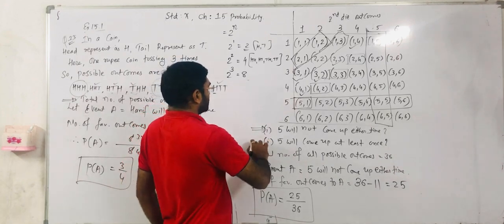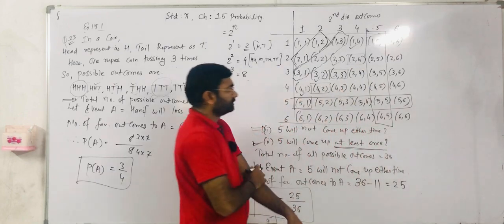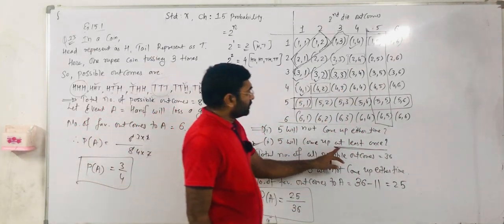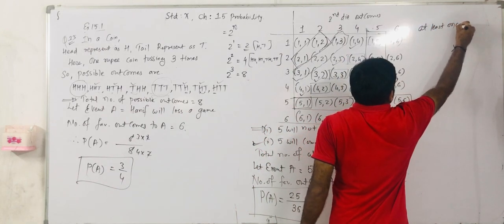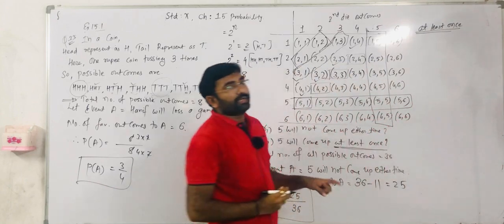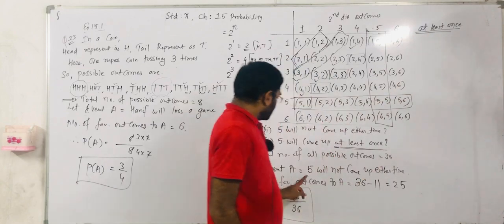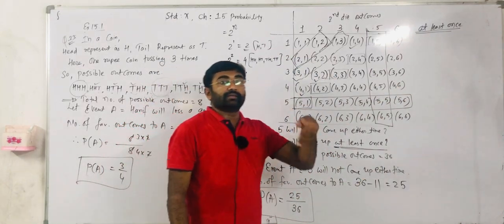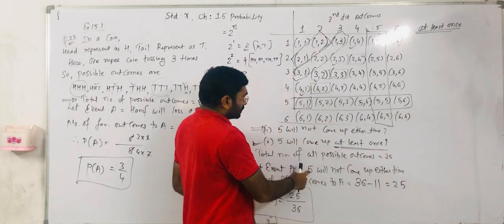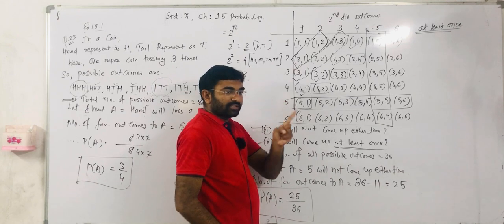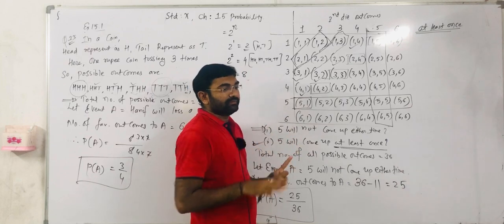As I told you, the second part is important: 5 will come up at least once. This word is very important, more important, this word: at least once. At least once, what is the meaning? We require a minimum of 1 time. If you get the 5 more than 1 time, then it is okay, but not less than 1 time. The meaning of at least once is that in all possible outcomes we require at least 1 time a 5. If you get the 5 more times, then it is okay, but not less than once.